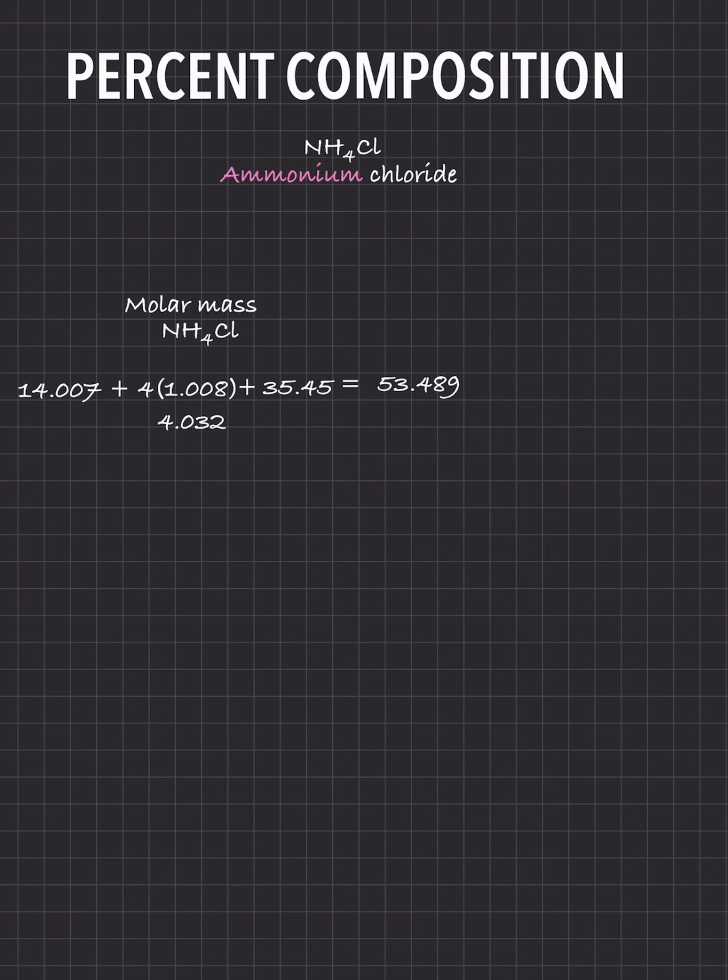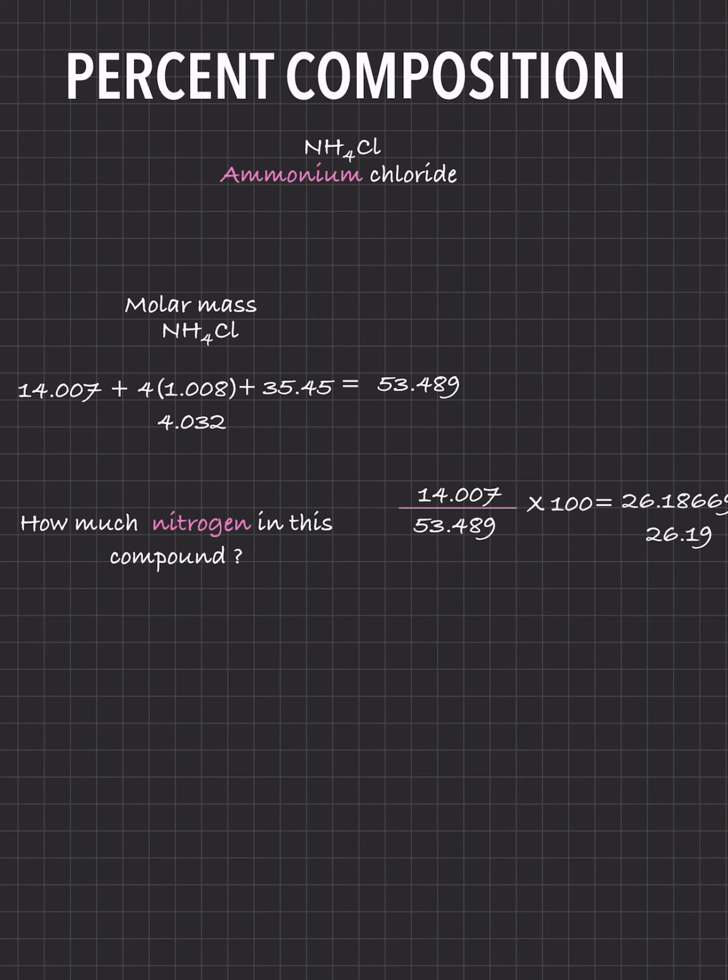So let's say that on an exam you have, okay, find how much nitrogen is in this compound, okay? So again, we already have the molar mass, which was our first step, right? And we know that nitrogen is 14.007. Again, I'm getting all of these numbers from the periodic table. I'm just trying to simplify it for you. So it's going to be 14.007 divided by 53.489. And again, times 100, and that's going to give me my percentage, okay? So I gave you the long number, but again, it's going to be 26.19. And technically, I should have percent. So just know that. Okay.